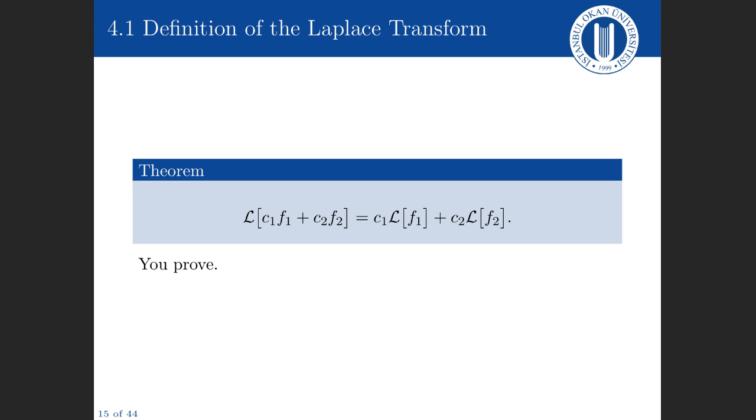The Laplace transform is a linear operator. Precisely, the Laplace transform of c1 f1 plus c2 f2 is equal to c1 times the Laplace transform of f1 plus c2 times the Laplace transform of f2. And this just comes because the integral is also linear. I'll leave this theorem for you to prove. Just use the definition of the Laplace transform, and the fact that an integral is linear, and you can prove this.